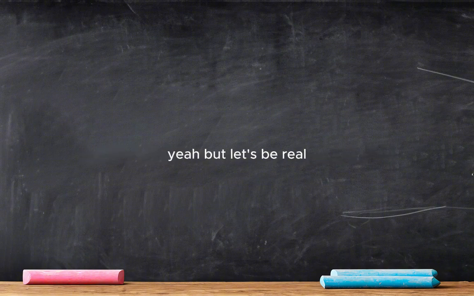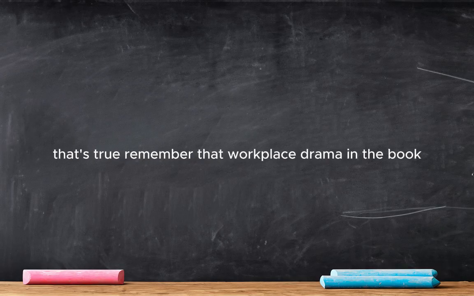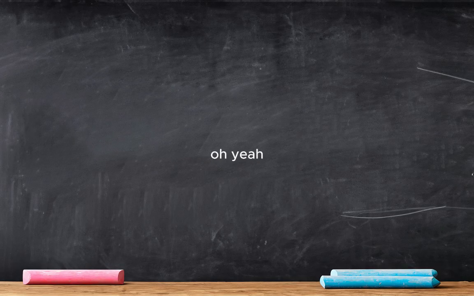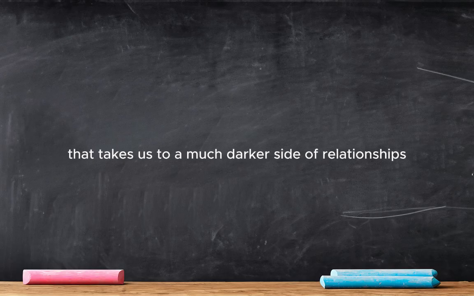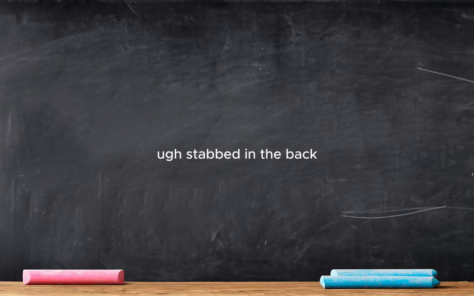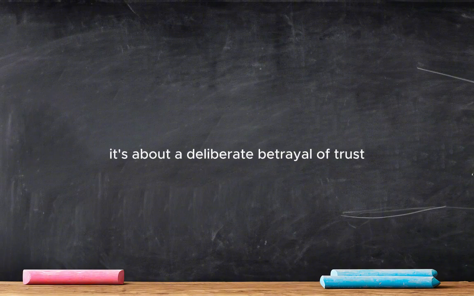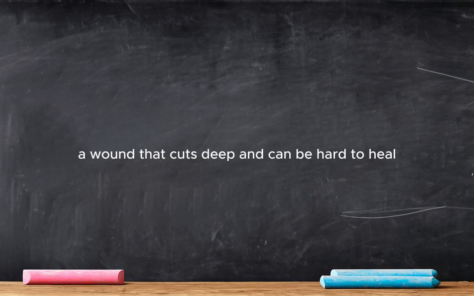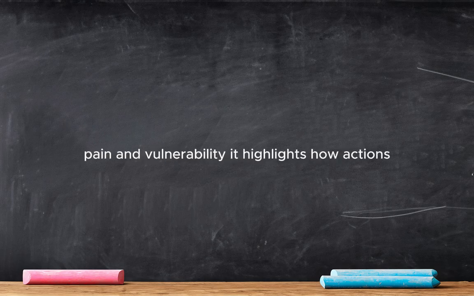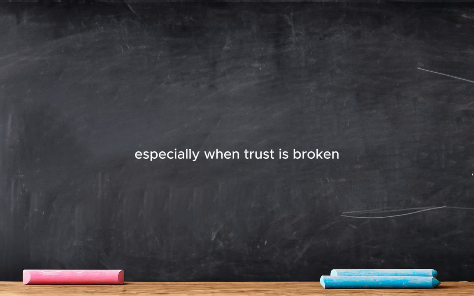Yeah. But let's be real, even the best of friendships aren't always sunshine and rainbows. That's true. Remember that workplace drama in the book where someone gets stabbed in the back? Ooh, yeah. That takes us to a much darker side of relationships. Ugh, stabbed in the back. It's such a visceral idiom. It goes way beyond a simple disagreement or misunderstanding. It's about a deliberate betrayal of trust, a wound that cuts deep and can be hard to heal. Exactly. It evokes a sense of shock, pain, and vulnerability. It highlights how actions can have a much deeper impact than words, especially when trust is broken.